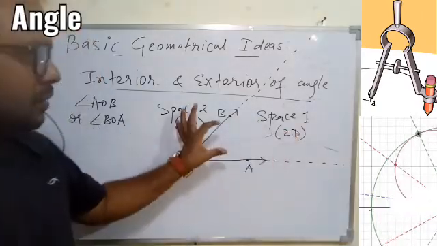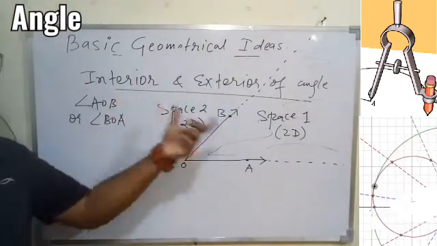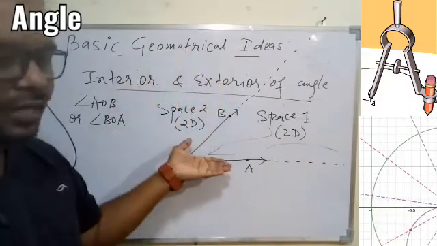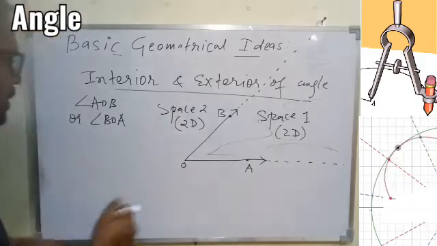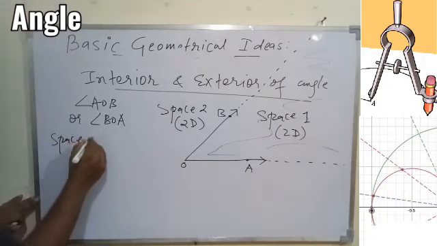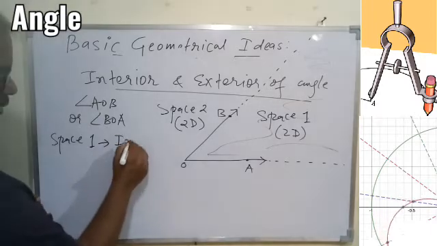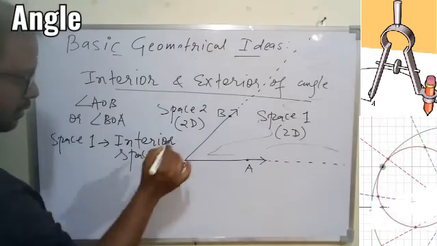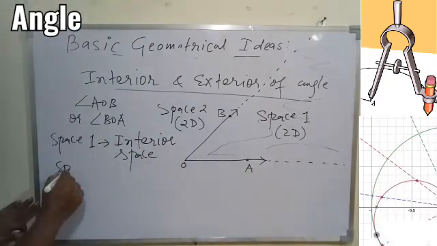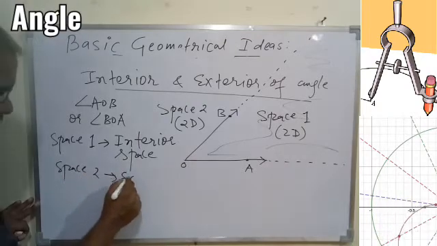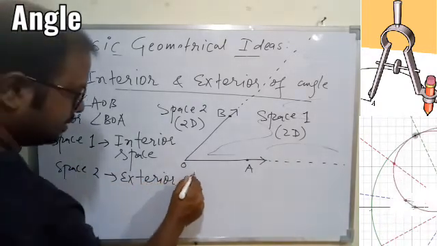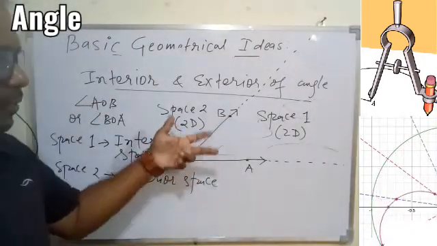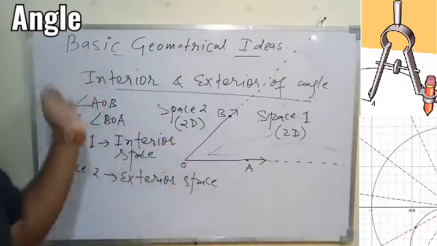So this space is coming within the two rays, so that is called the interior of the angle. And the rest of the space is coming outside the rays, so that is called the exterior of the angle. So we can say here your space 1 is interior space for the angle, space 2 is exterior space. I hope you understood. Okay, so space 1 is between the two rays and space 2 is outside the two rays.